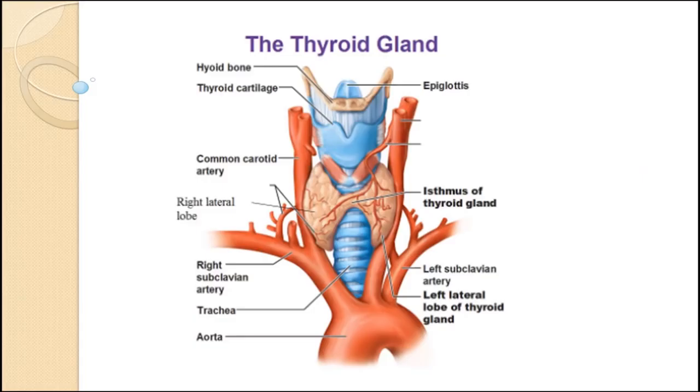So here you've got the isthmus, the two lobes, the left lobe and the right lobe of the thyroid, and the lateral borders are related to the common carotid artery, the right common carotid artery and the left common carotid artery. And the branches of this supply the thyroid gland.